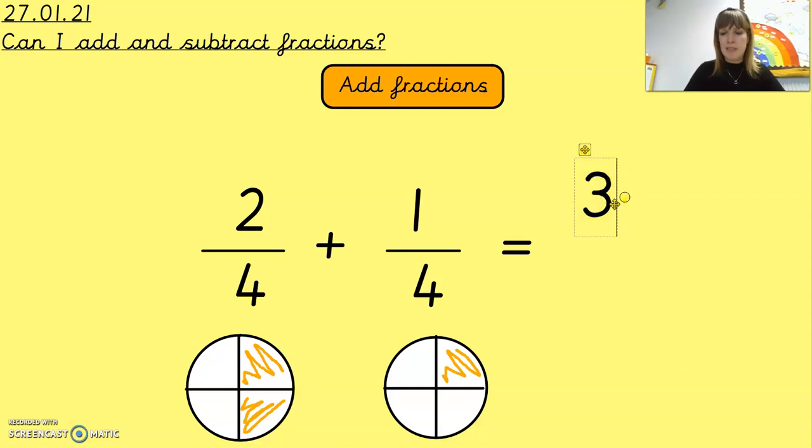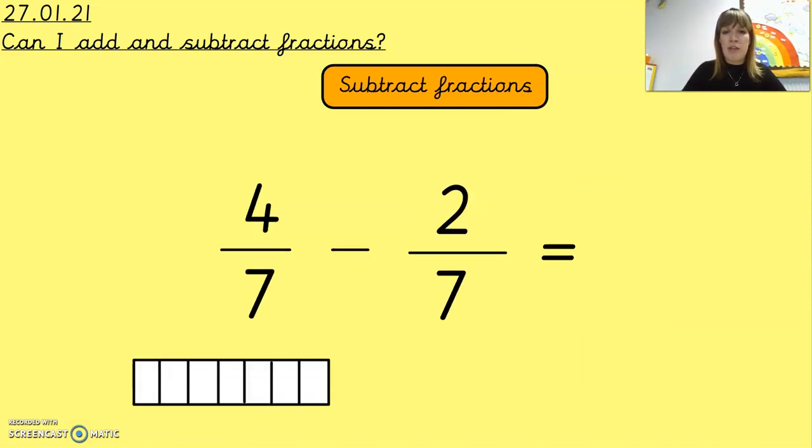I wonder if you can tell me what my denominator will be. Now, in this case, my denominator will stay the same. So it will just be 4. I've eaten 3/4 of this cake. Let me just add the little thing underneath. So 2/4 add 1/4 equals 3/4. Now with adding and subtracting, my denominator always stays the same. It is my numerators, in this case, being added. So 2 add 1 equals 3. My denominator just stays the same.